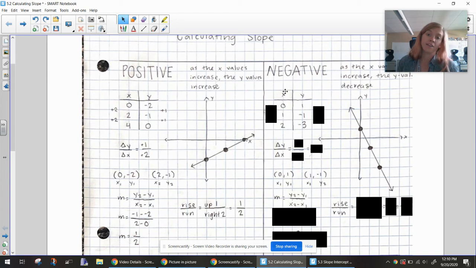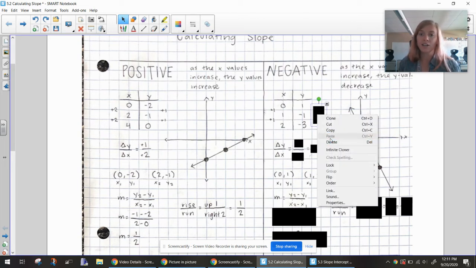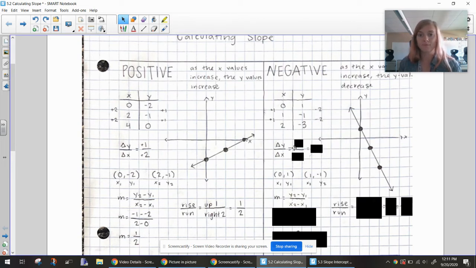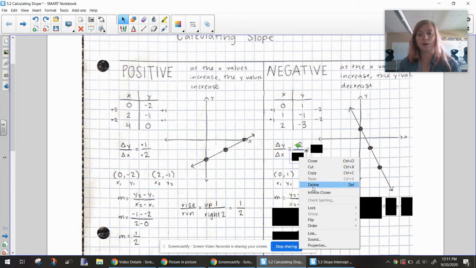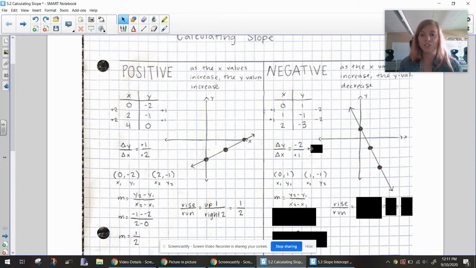So here, my x values are 0, 1, and 2. They are going up by 1 every time. My y values are 1, -1, and -3. They are going down by 2 every time. So my change in y is -2. My change in x is +1. -2 divided by 1 is -2.